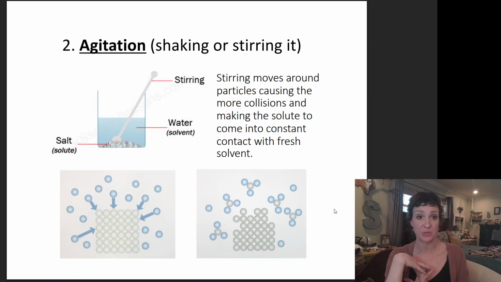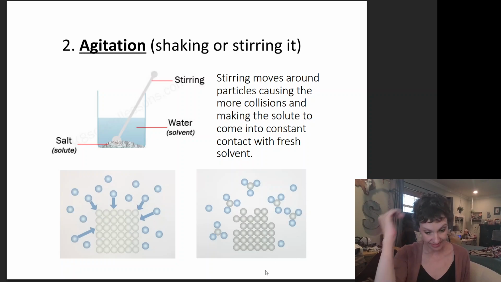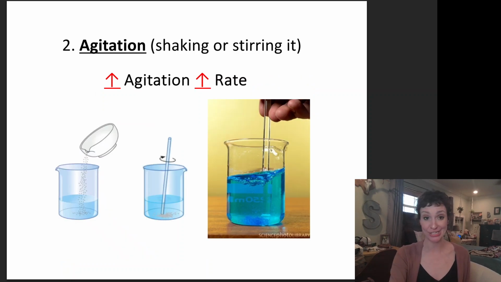Very cool. Number 2, the next thing I can do is agitation. Agitation is a super fancy word for shaking something, disturbing it, like aggressively mixing them together. So stirring will move around the particles, causing more collisions, making the solute come into constant contact with fresh solvent every single time. So it helps break apart by making that solvent actively chew away at my solute particles. Y'all saw me stirring my salt water with a spoon. I was agitating it. So increasing the agitation will increase the rate of something dissolving.